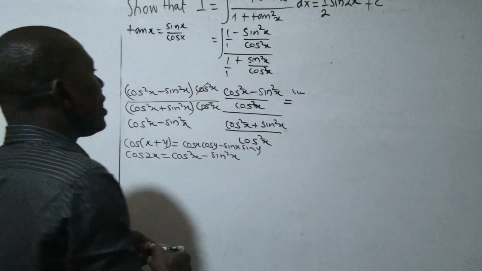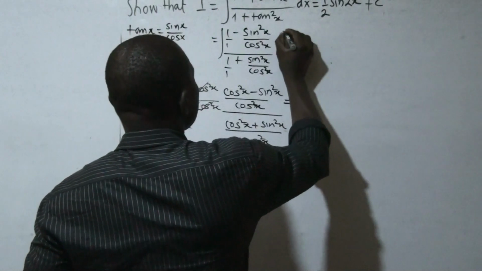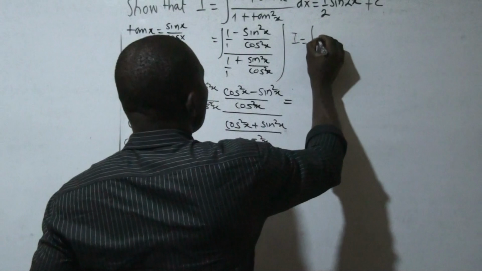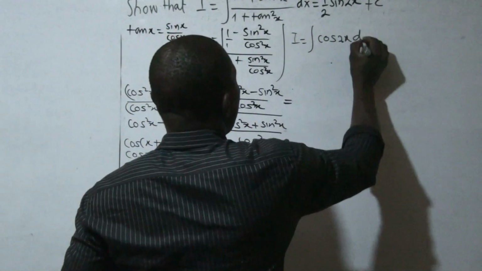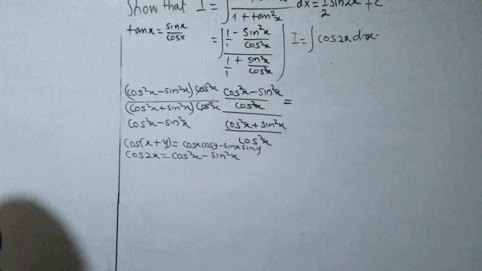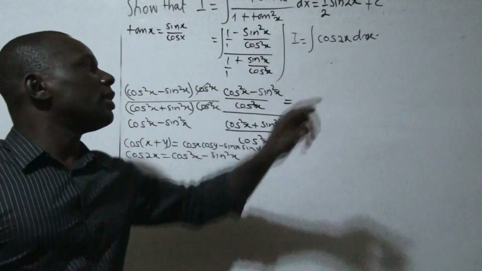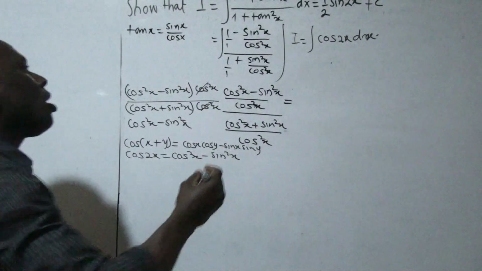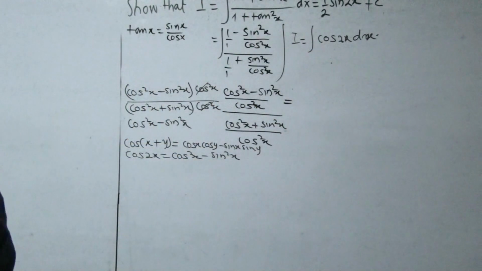So all our expression has been reduced to the integral of cos 2x dx. That is now our expression. From here we can easily forge ahead by using integration by algebraic substitution.